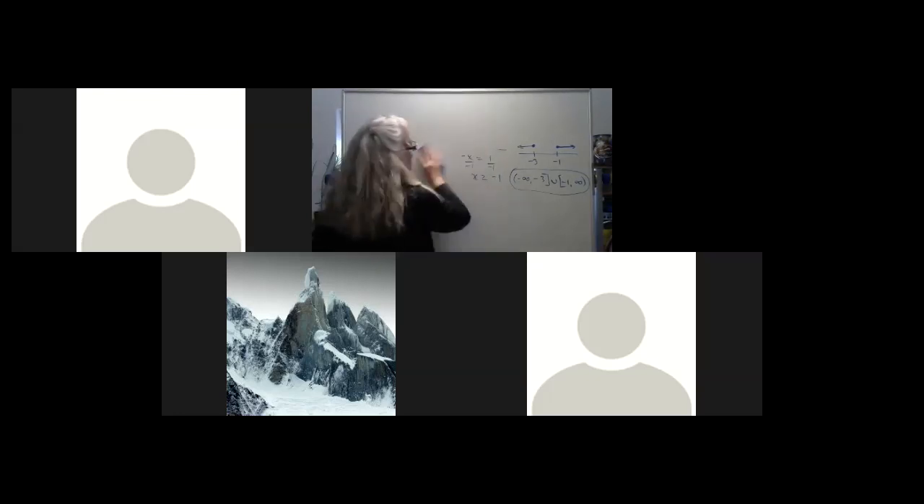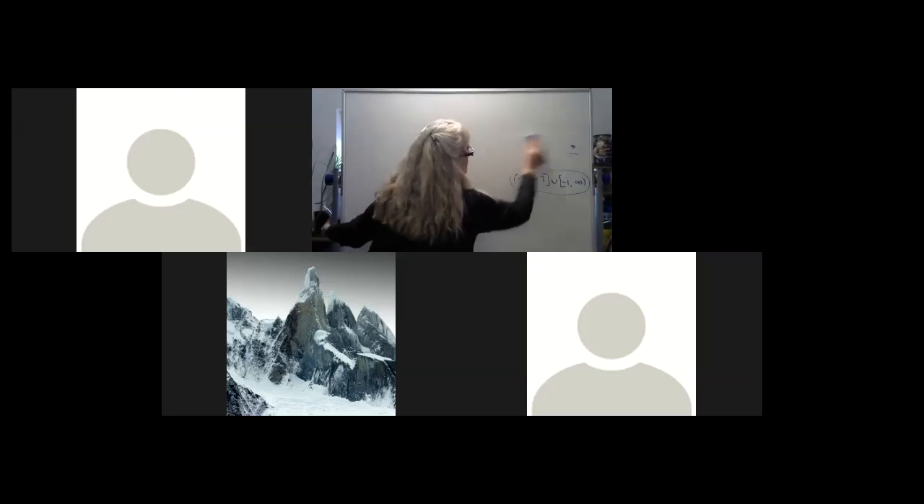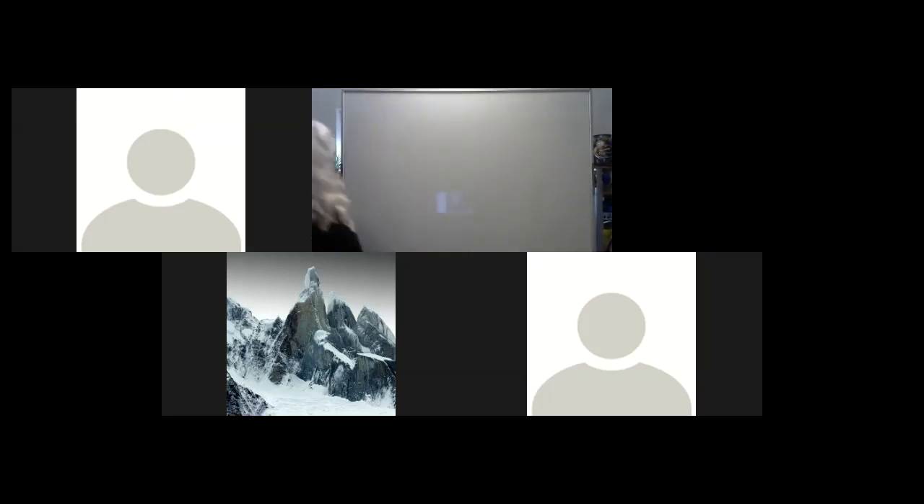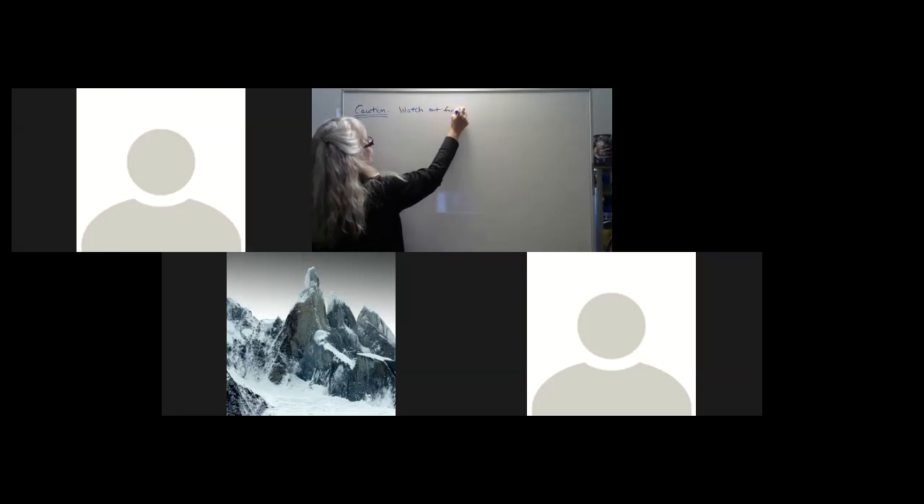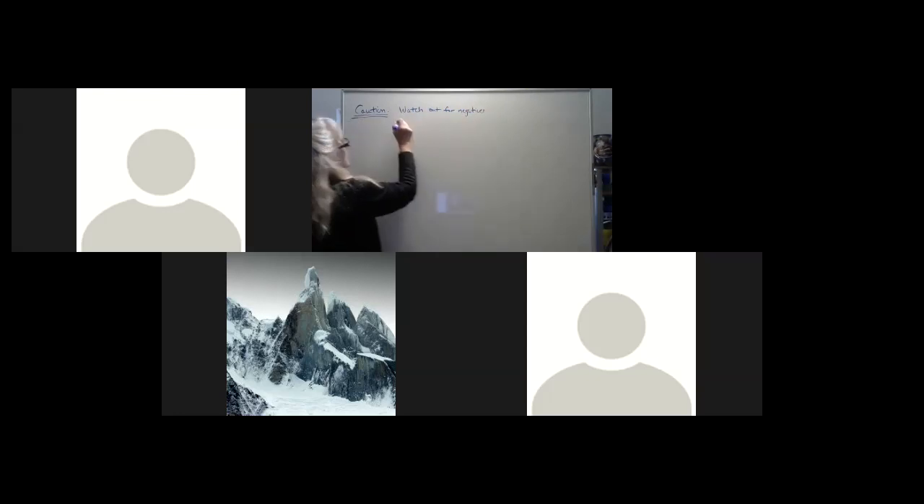Okay, and then, as in all things, there are the ones to watch out for. So I've kind of grouped these all together. So these are the ones that I like to say caution. Okay. And what we're going to say is watch out for negatives on the right side.